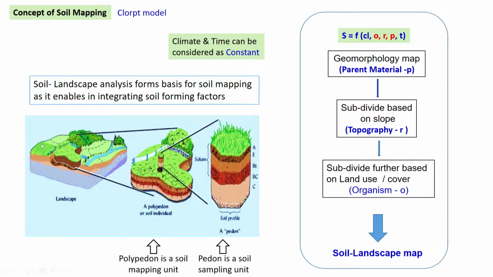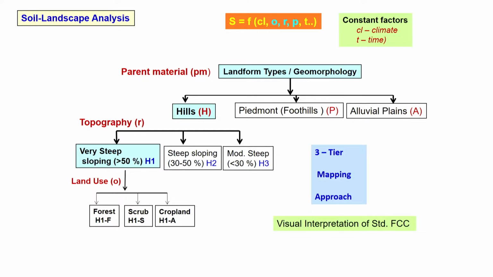So it serves as a guideline to collect soil samples in that area, which will represent the entire land area. So that's why here I have shown how to prepare the legend for interpretation. Again repeating that, first you get the parent material map, or the landform types or geomorphology map, you divide your area into geomorphology classes. So first you interpret the geomorphology of your area.